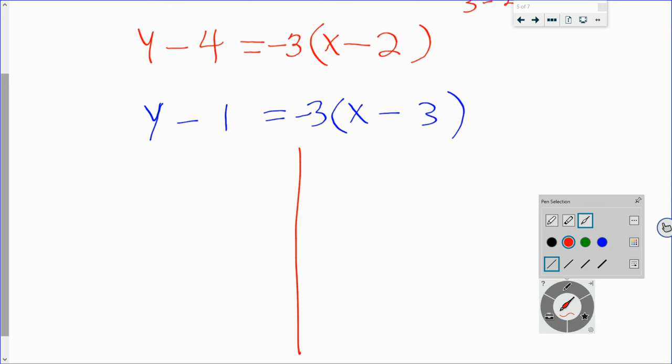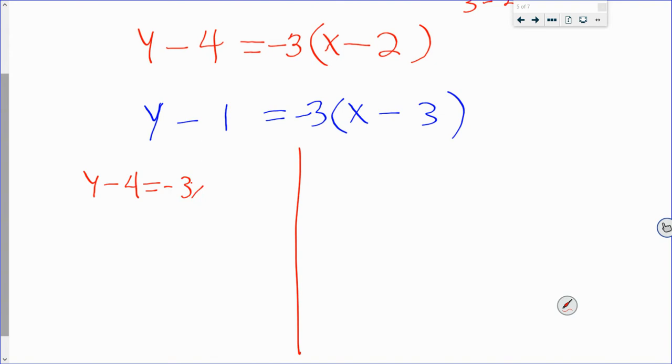All right. So I distribute negative 3 times x, negative 3 times negative 2. So it's y minus 4 equals negative 3x plus 6. Then I add 4 to both sides because I'm solving for y. So it's y equals negative 3x plus what? 10. Where'd you get 6 from? Negative 3 times negative 2 is 6. I have to distribute. That's a good question. So y equals negative 3x plus 10.